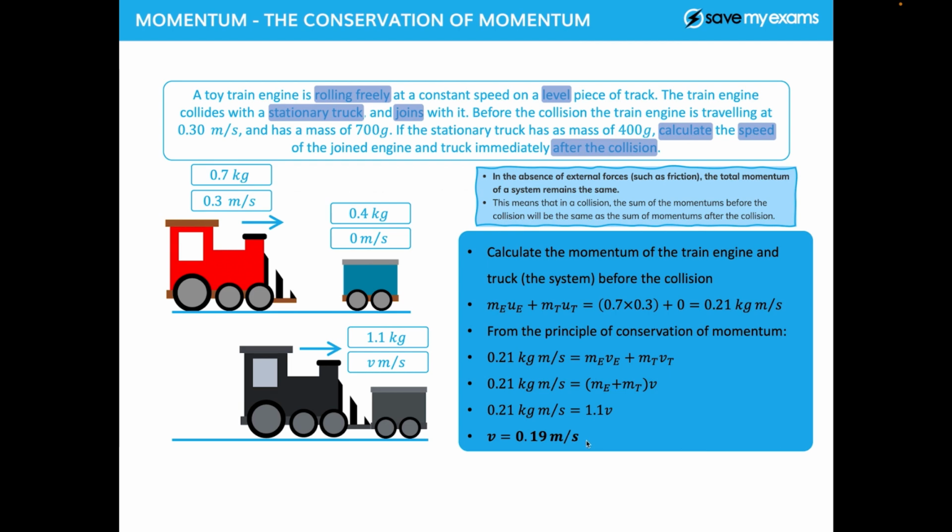0.19 meters per second. And you can say, where is your direction? It's a velocity after all. The question only asked for the speed. Speed is a scalar quantity, so we only have to give the magnitude and not the direction.